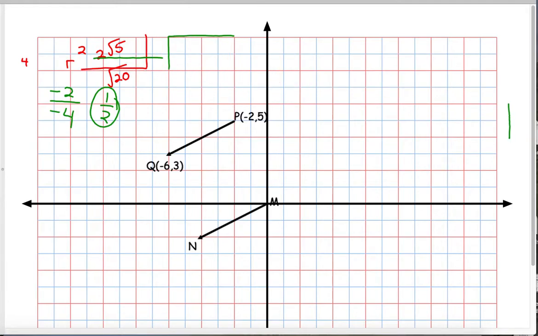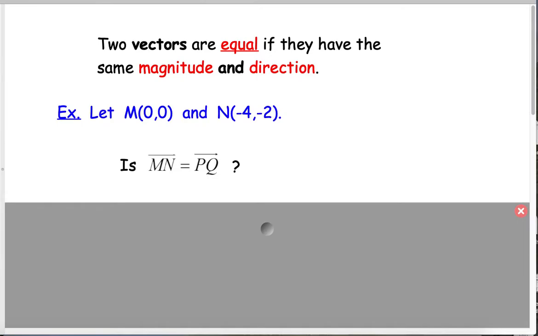Well, first of all, do they have the same magnitude? Well, yeah, you can tell if we use the Pythagorean theorem again, or the distance formula, that we're going to get the square root of 20 for the magnitude of vector MN. And then in terms of slope, it also has a slope of 1/2. So the answer to that question is yes.